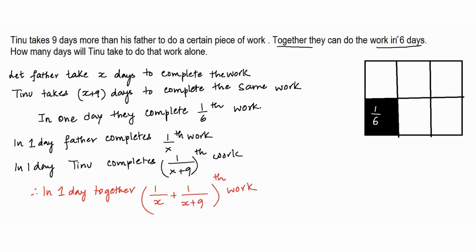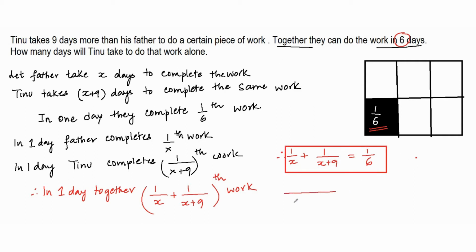And they are completing the entire work in 6 days, which meant that they were doing 1/6 of the work in one day. So 1/x plus 1/(x plus 9), this is the work done by them together in one day. This should be equal to 1/6, right? So this term 1/x is the work done by father in one day, and when you add it with 1/(x plus 9), this is the sum of the work done by them in one day. And that sum of work happens to be 1/6. So this is the right equation.